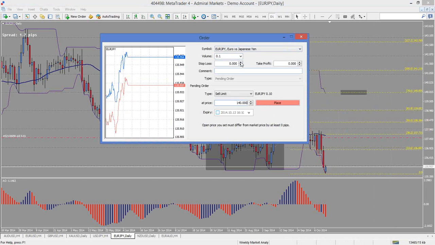So 140 sell, so my stop is going to have to be at 140.20. We'll do a 2040. And my target will be 139.60. Let's tag it and place it.